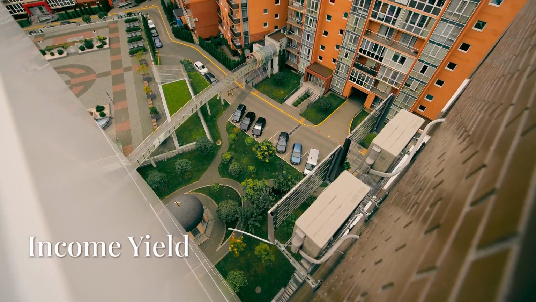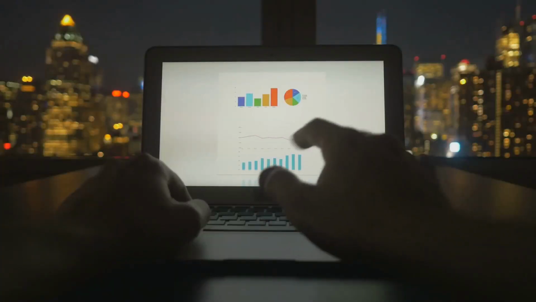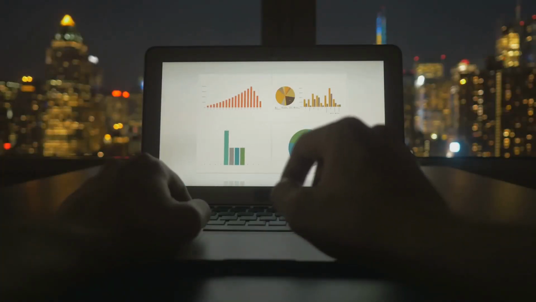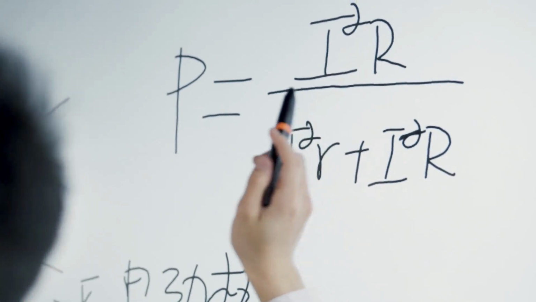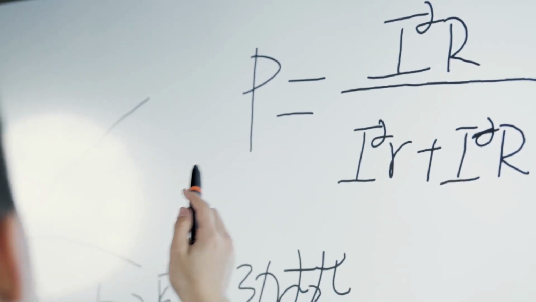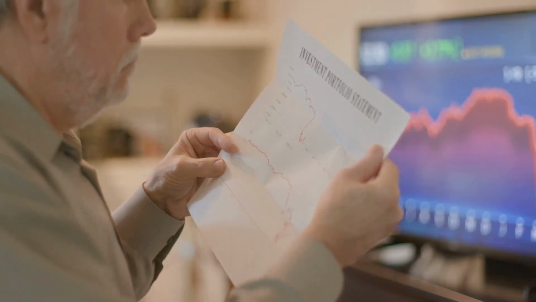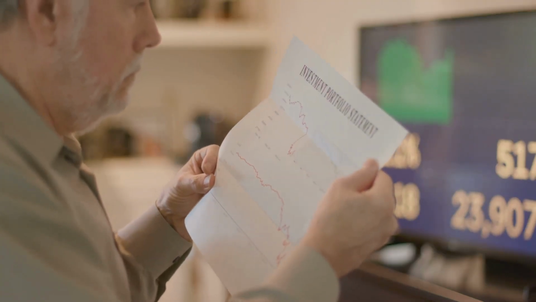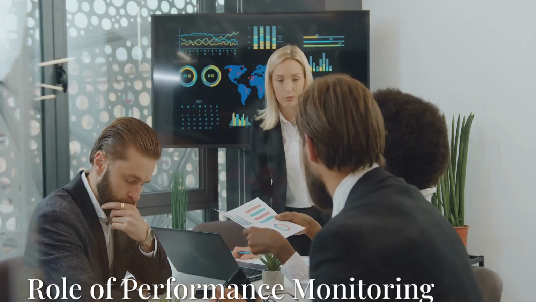Next up is income yield. This evaluates the income your portfolio generates relative to its total value. The formula is pretty straightforward: annual income divided by portfolio value. It's a simple way to see just how much income your investments are actually producing.